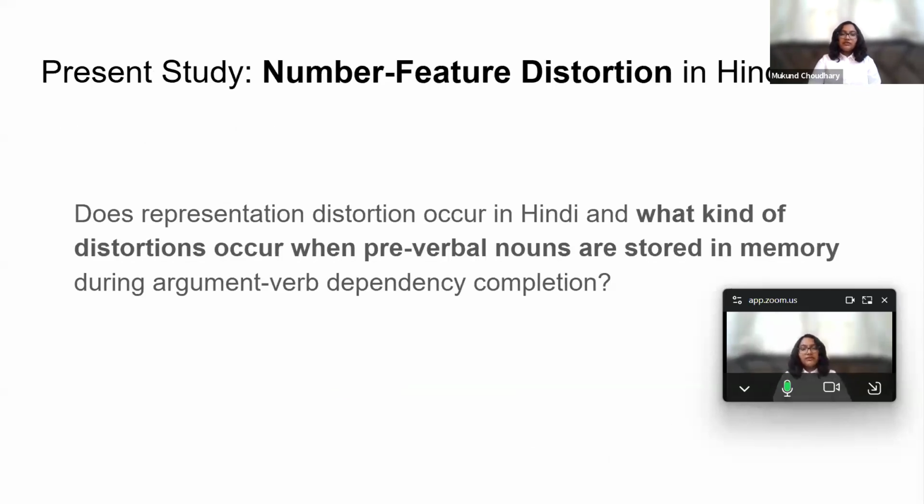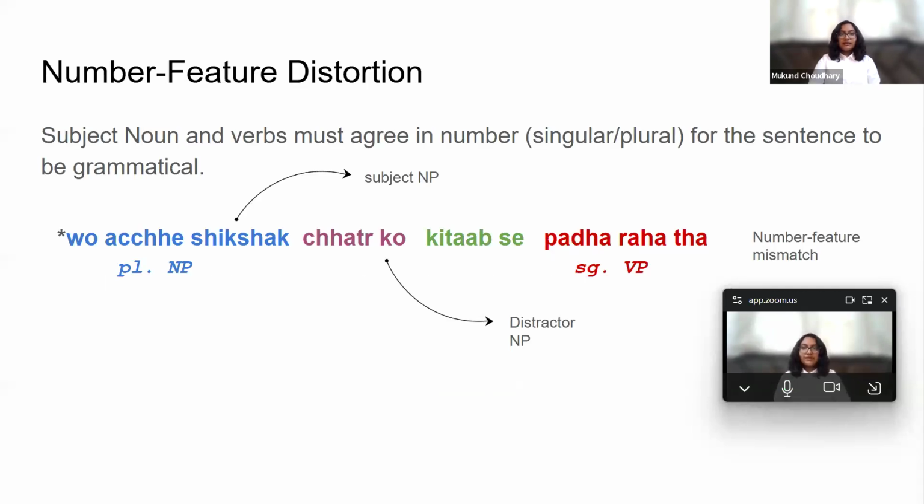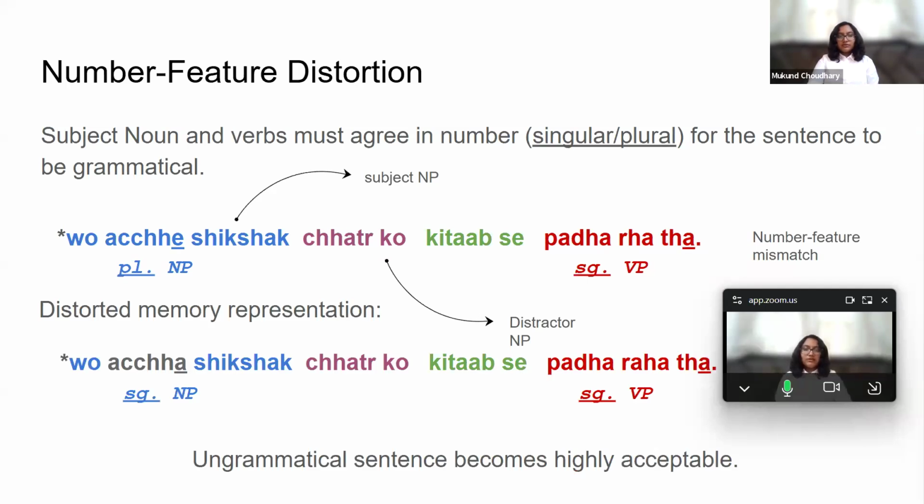We ask, does representation distortion occur in Hindi? And if it does, what are the kinds of distortions that occur when pre-verbal nouns are stored in the memory during the argument-verb dependency completion process? We use an acceptability judgment task on Hindi sentences. For a Hindi sentence to be grammatical, the subject noun must agree in number with the verb. Here we present an ungrammatical sentence where the noun phrase is plural but the verb phrase is singular. However, a distorted version could represent the noun phrase to be singular, which matches in number with the singular verb phrase. And then this ungrammatical sentence would become highly acceptable to the participants.